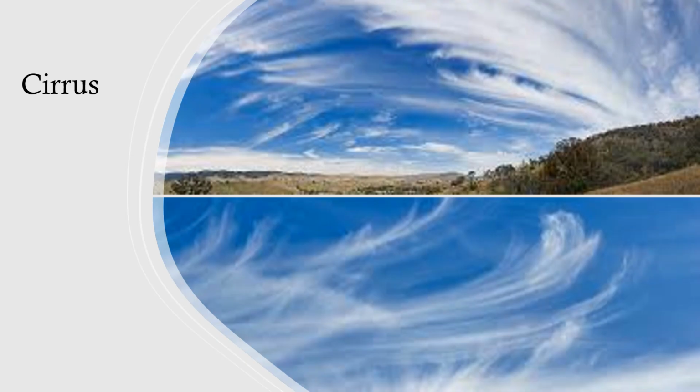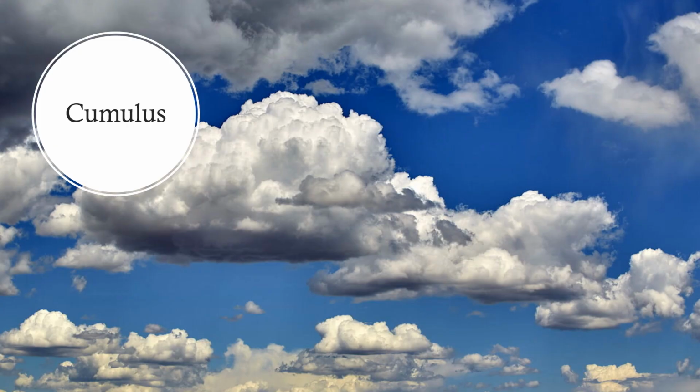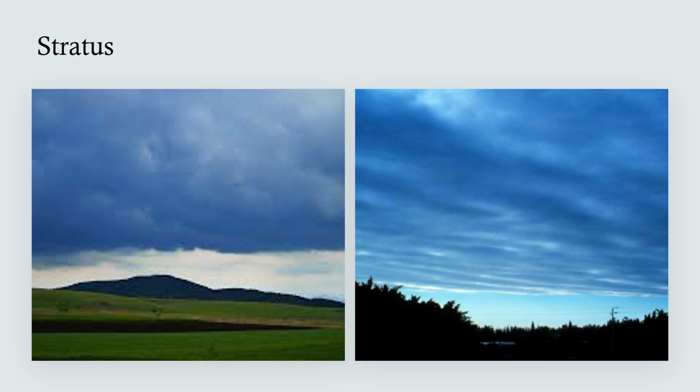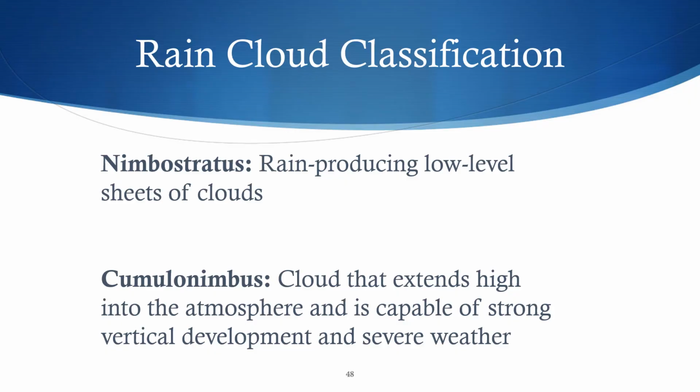A few images here to help you visualize. First we have cirrus, our cirriform clouds. These are those high, thin, wispy clouds that form in the upper atmosphere. They have their wispy appearance because they are composed entirely of ice crystals. Our cumulus clouds, cumuliform clouds, these are those dome-shaped, billowy clouds. They have a very flat bottom. And these are our stratiform clouds. They are sheet-like. They will tend to cover quite a bit of the sky, and they have a blanketing appearance. And that brings us to rain cloud classification.